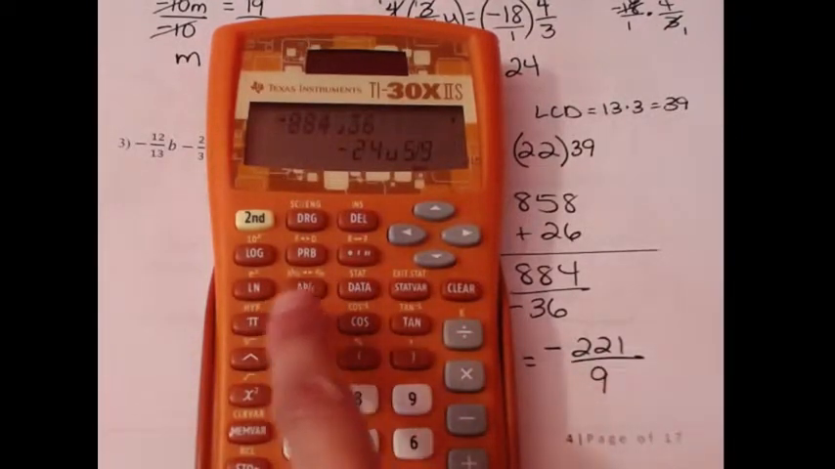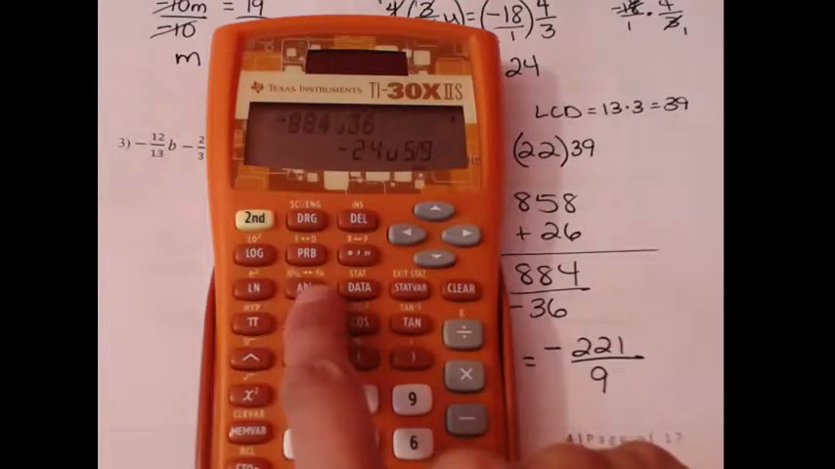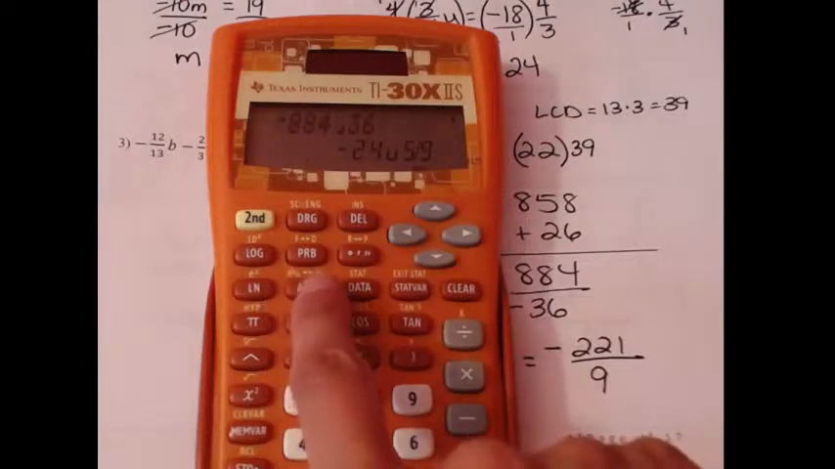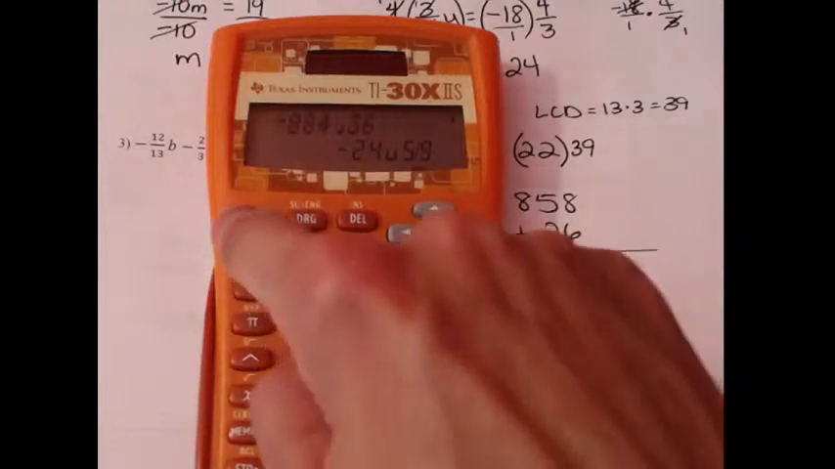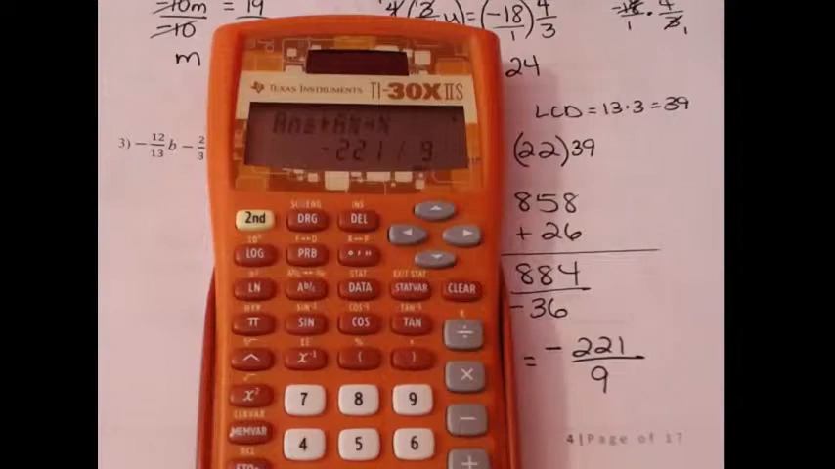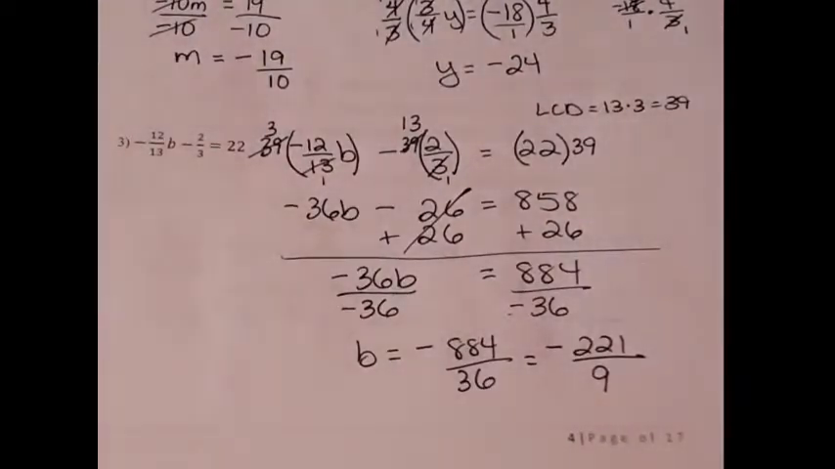So check this out. On your calculator, do you see in yellow here it says ABC to DE? That might be pretty small, but it says ABC, mixed number, to D over E, which is improper fraction. So press second ABC, enter. And we have our reduced fraction. Negative 221 over 9. That's what I'm looking for. Okay?